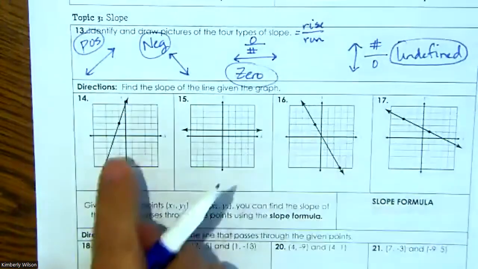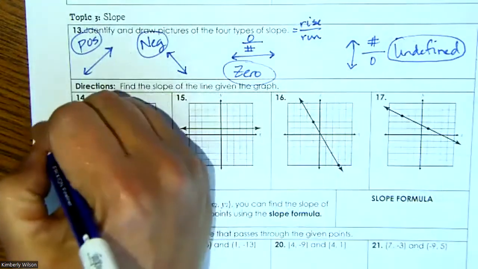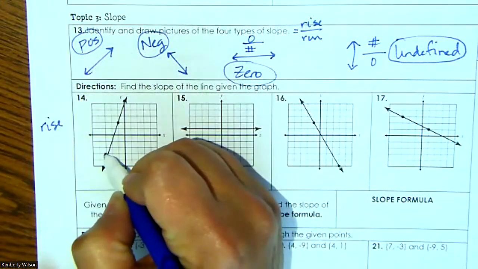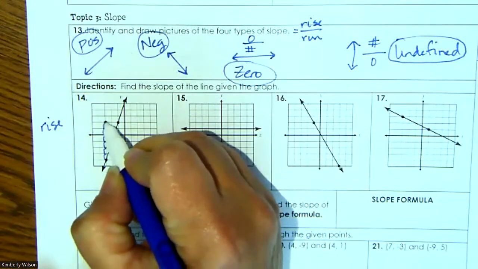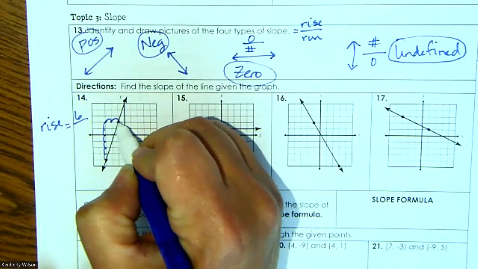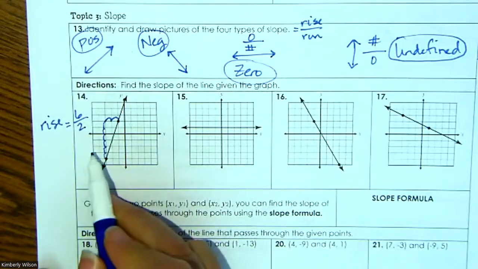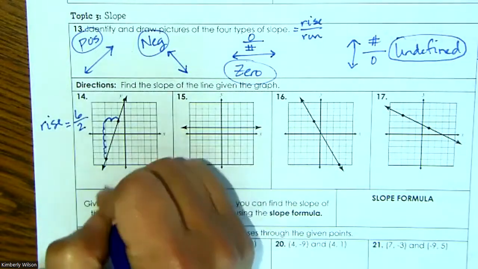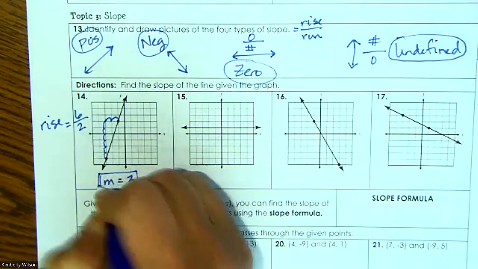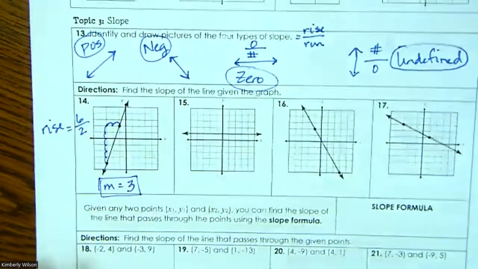So if I look at number 14, we're figuring out rise over run. I'm going to figure out how much I rise to go from this point to this point. 1, 2, 3, 4, 5, 6. So I'm rising 6, and I'm running 1, 2. So this is 6 over 2. This is not my slope because you have to simplify. 6 over 2 simplifies to 3. So therefore my slope is 3. And you show the units as you're counting as your work.